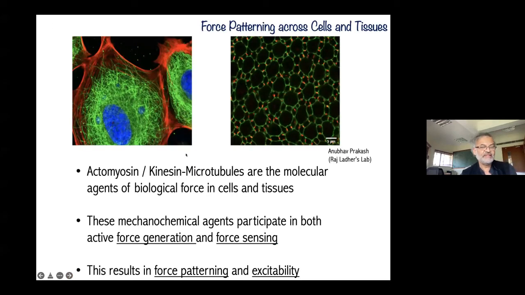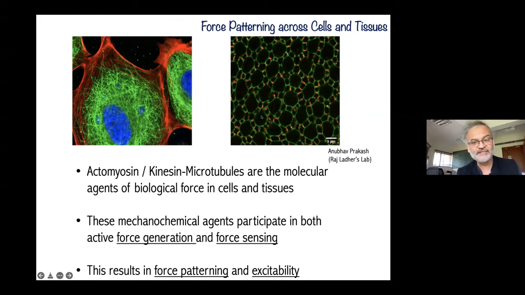Here is what I call force patterning, and this is what you see right across cells and in tissues. On the left is myosin and kinesin segregating in different regions, in red and green. This is across the scale of the cell. On the right is a beautiful picture of two different species of myosin, which segregate in the green and red junctions. This is across the tissue.